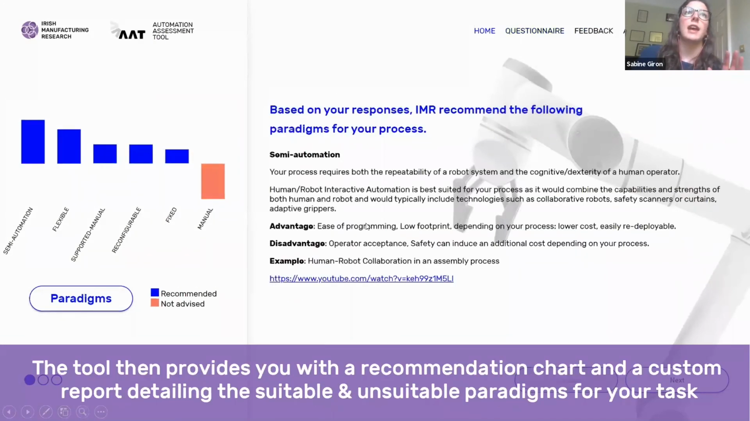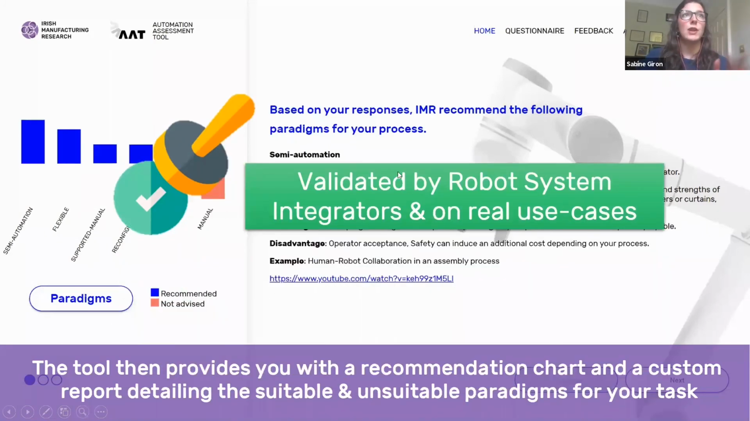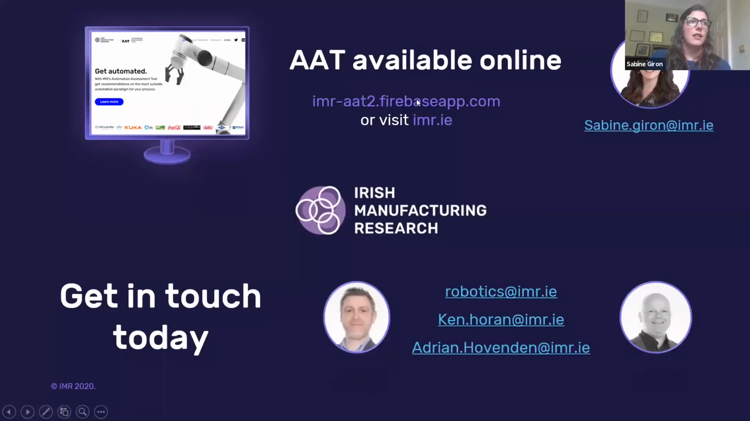At the end, you can download a report that gives you a bit more information on why the different paradigms are suitable or not for your challenge, and also some examples of real cases similar to those paradigms. This tool has been validated by robot system integrators and validated on real use cases. It is available at this address, but you can also visit the IAMR website to have more information and the link directly there.